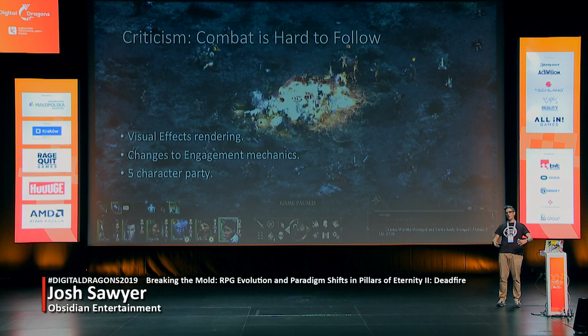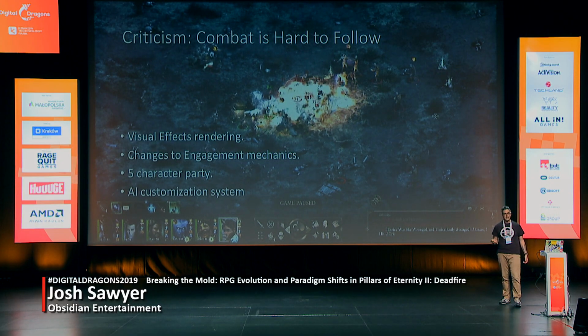This was one of the more criticized things in the game because Icewind Dale and Baldur's Gate were 6-character party games, and that felt very traditional to a lot of people. Moving to 5 characters just irritated a lot of people, but ultimately it was an important change for us to make to help make the combat easier to follow.